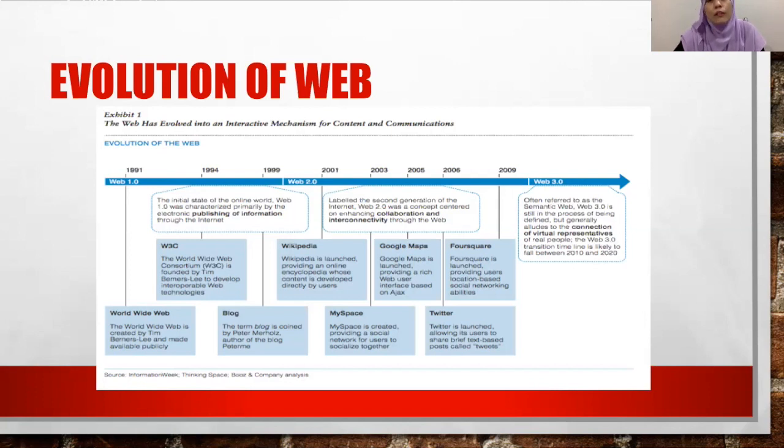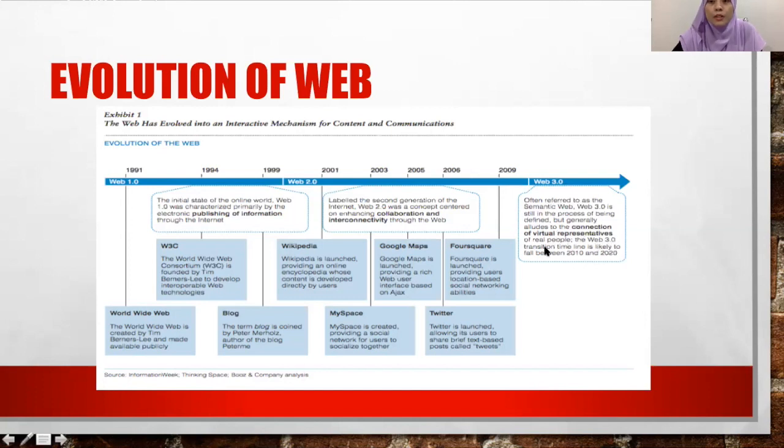It is often referred to as the semantic web. You know what semantic is? Semantic is up here, thinking. Or some people call it the intelligent web. And it has given rise to smart technology, so some people call it the smart web. It has to do a lot with thinking and cognition. That means the machine itself, the internet itself, is thinking. But generally it alludes to the connection of virtual representatives of real people.